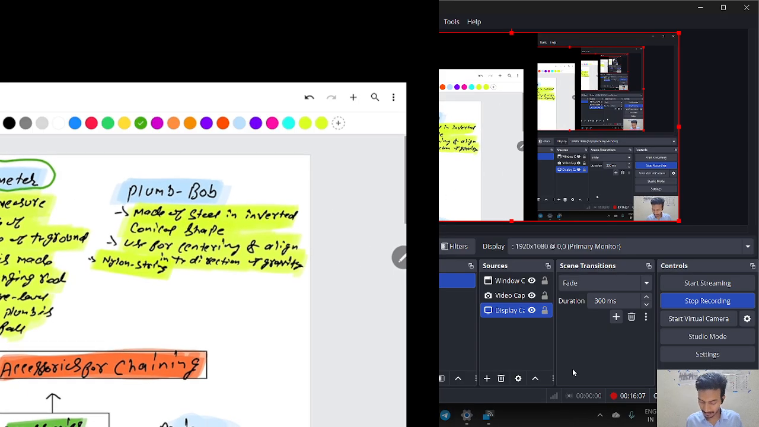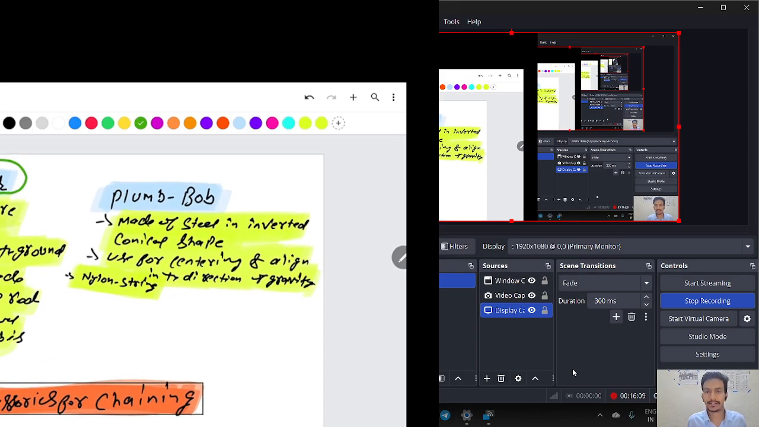Plumb bob is made of steel in an inverted conical shape like this. It is used for centering and alignment in the direction of gravity, and nylon string is used. This is nylon string.